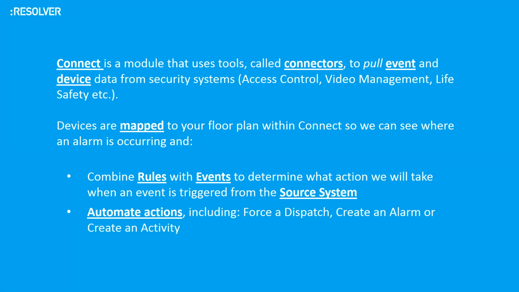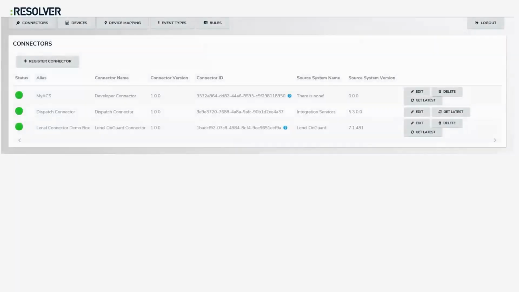Devices are then mapped to a floor plan within Connect, so we can actually see where an alarm is occurring based on a floor plan. Then we combine rules with the events to determine what actions we'll take when an alarm is triggered from that source system, let's say the access control system in this case. Then we automate actions, and those actions could be: when this happens, create a dispatch; when this happens, create an alarm; when this happens, just create an activity. When you hear all those words and see the words I have underlined, the reason I do that is because when I take you into Connect, you're going to see those words repeated.